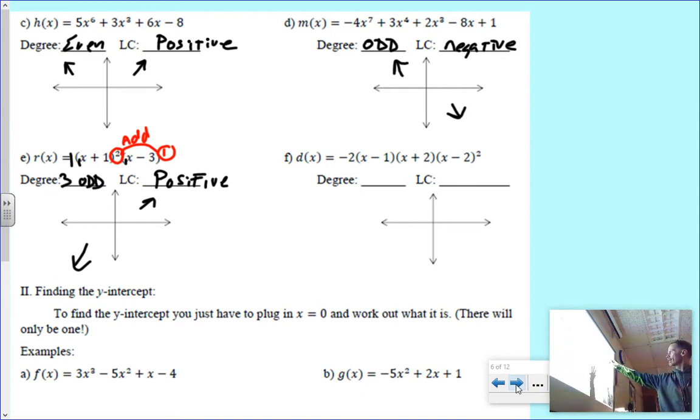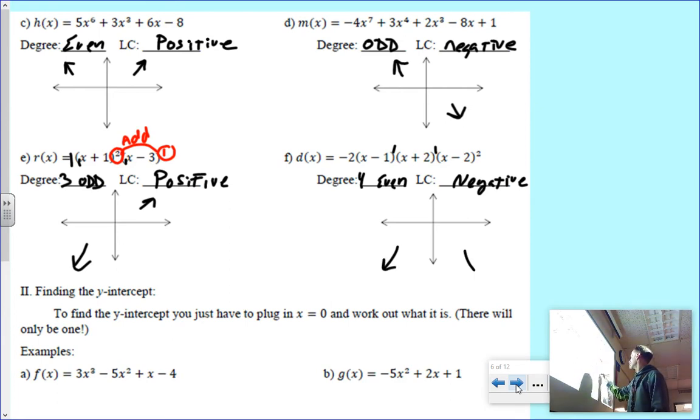And again, if you want to pause the video, see if you can do part F the same way. I'll give you just a second. So for the degree, again, we have a 1 here, a 1 here, there's no other x's out front. So add those together, the degree is 4, which again is even. The leading coefficient, notice, is -2. So -2 times 1 times 1 times 1 is -2, which is negative. So even negative, like that.